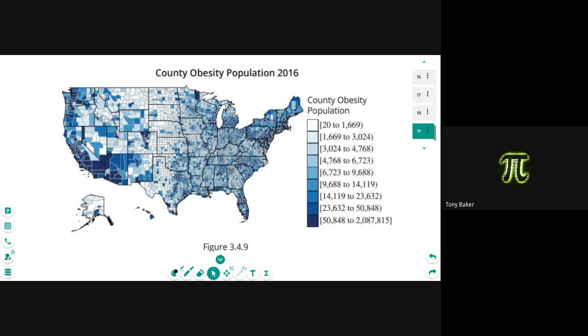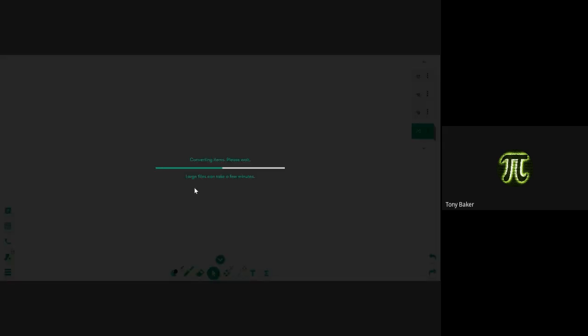I'm trying to find another type of graph that's really kind of cool. And I can't find one that I like. Actually, I have no idea what this data shows, but I'm going to see it in a second.